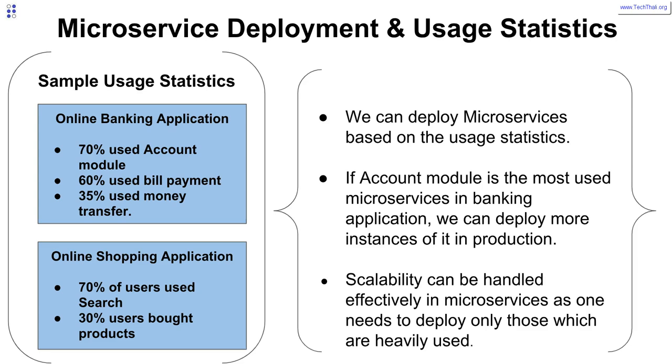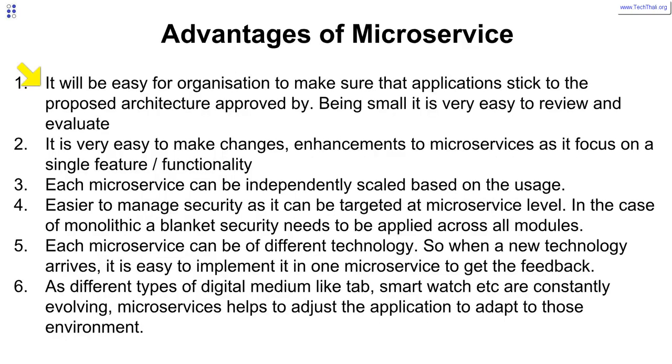Let us now summarize the advantages of microservices. 1. As microservices are small, it is very easy to audit and make sure it is following the company's architectural standard. 2. It is very easy to make changes in microservices as the impact on the overall application is very minimal. 3. Scalability can be applied at microservice level based on the usage statistics. 4. Easy to manage security in microservices. In an application not all modules are sensitive. However, in a traditional application we build a blanket security across the entire application. This can be isolated to sensitive modules.